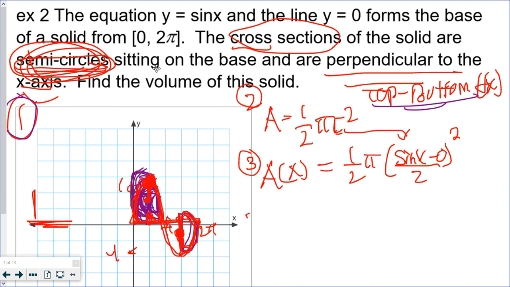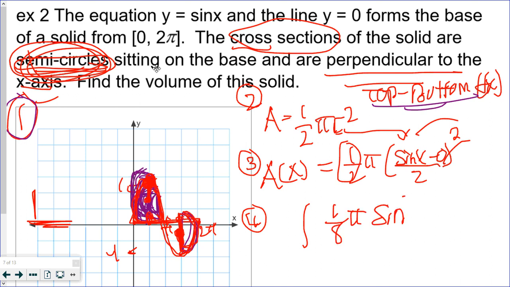Now, step 4 would be to integrate that and then go on with your life. So this is going to be the integral of, and I'm going to simplify this down a little bit. I'm going to distribute the square. So that's sine squared, and then 1/2 squared is 1/4. And then I'm going to do 1/4 times 1/2. So really, that's going to be 1/8 pi sine squared x dx. That's what I'm integrating.